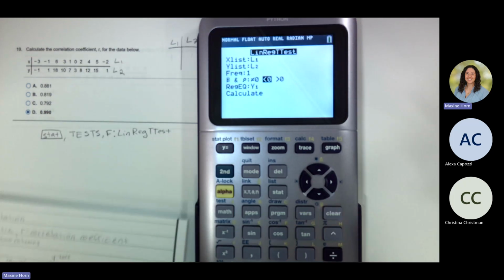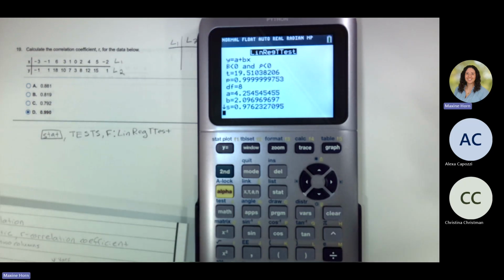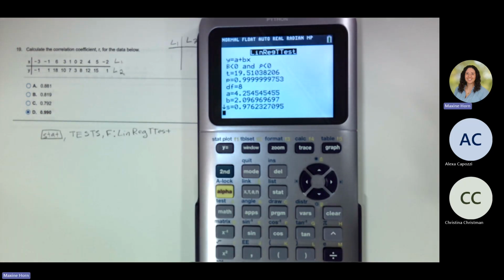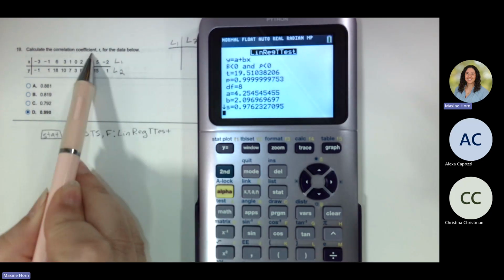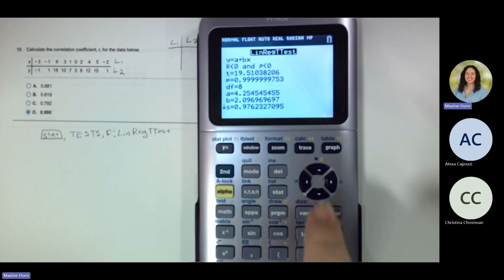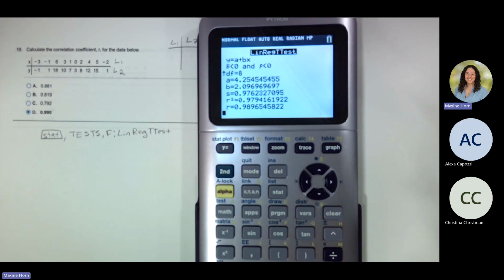Okay, and then we go down to calculate. Okay, so it's going to spit a lot of stuff out to us. So let's start by just answering the question that it asked us, and then we'll talk about this other stuff it's displaying. So it asked us for the correlation coefficient R. You got to arrow down for that. Got to arrow down a couple of times, and there it is.